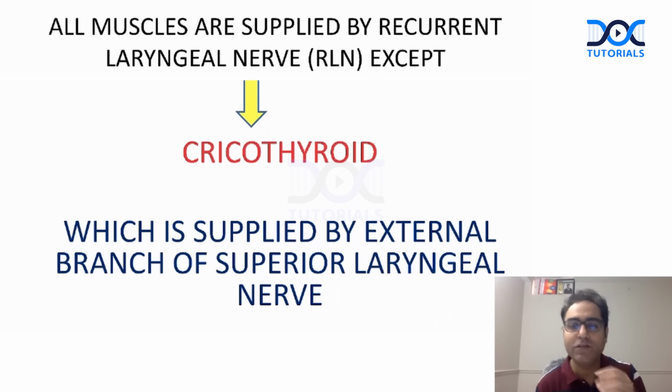Let's revise one more time. Which muscle lies outside larynx? It is the cricothyroid. Therefore, all muscles of larynx are supplied by recurrent laryngeal nerve except cricothyroid, which is supplied by the external branch of superior laryngeal nerve. Now, look at this picture.